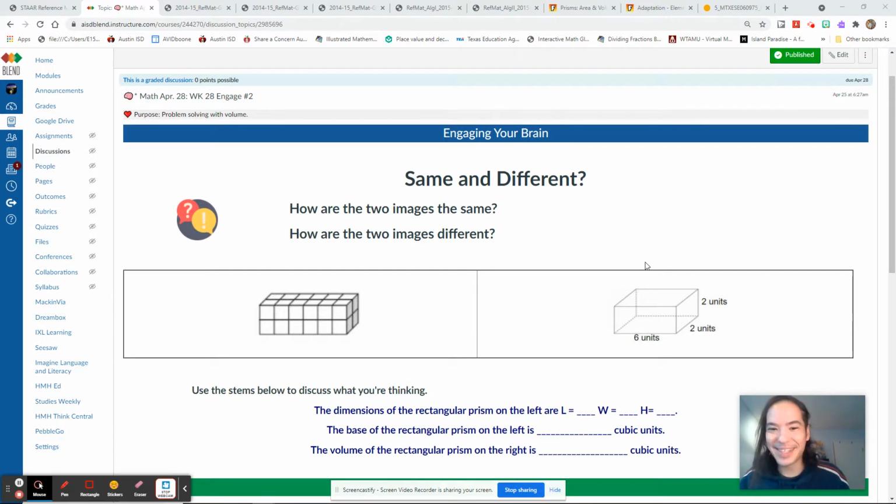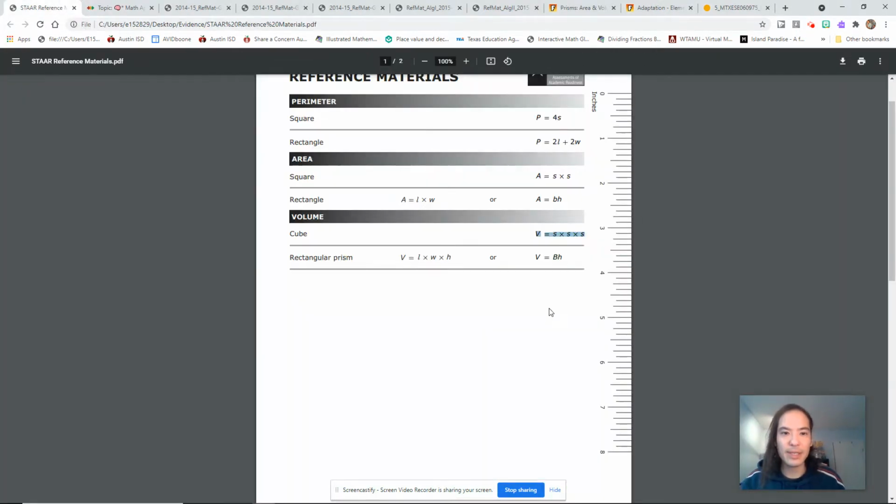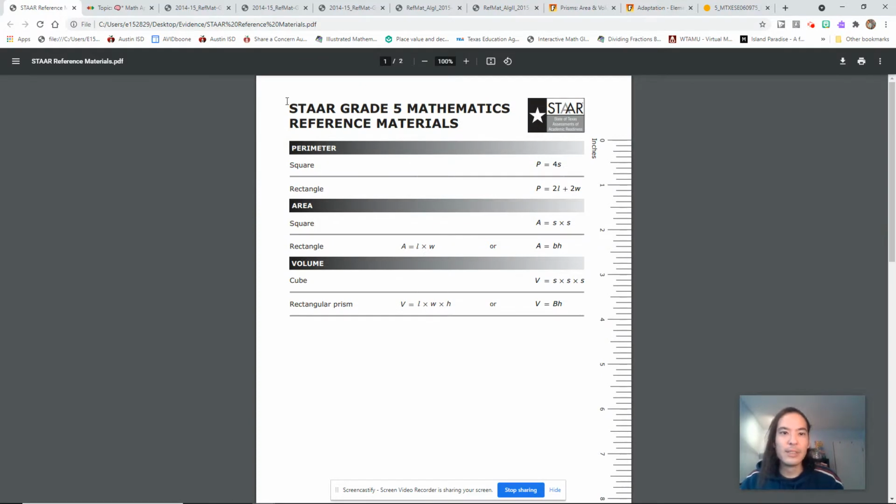It's an asynchronous Wednesday. We have some more three-dimensional figures. We are going to be talking about bases and volume. All right, so let's go ahead and click on our handy dandy STAR Grade 5 Mathematics reference materials. Remember that all of your volume formulas live at the bottom.